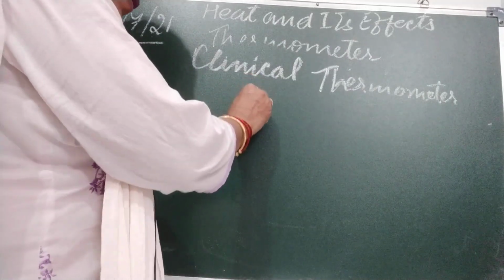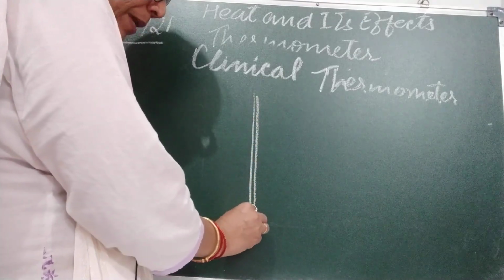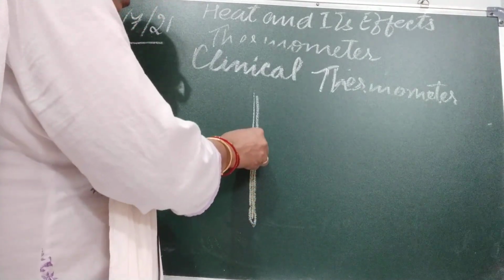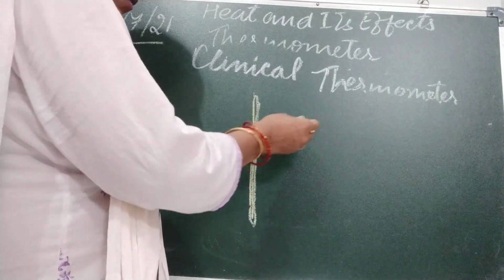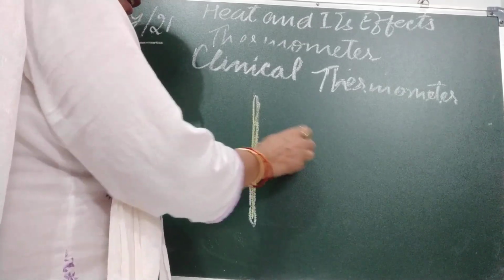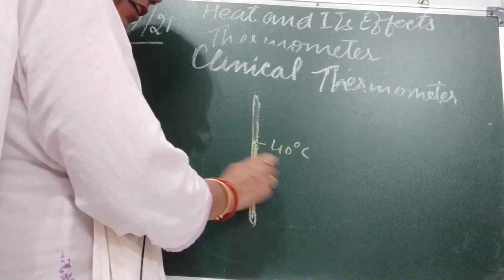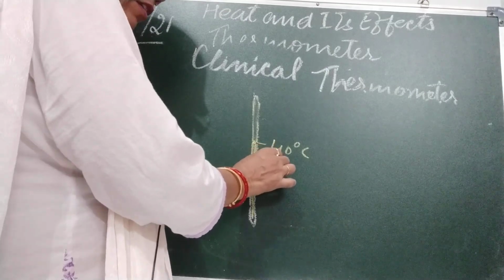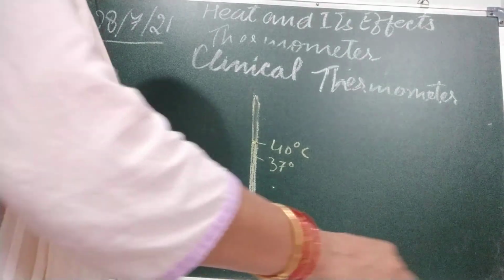Why? Because the stem was straight. You remember? This was the stem, and the mercury is rising up. Suppose we are using this laboratory thermometer and we have put it in our mouth. Suppose the fever is 40 degrees Celsius. Then we take it out of the mouth. What happens? As it comes out of the mouth, the temperature is going to drop. It may become 37. So it is not going to give us a proper reading.